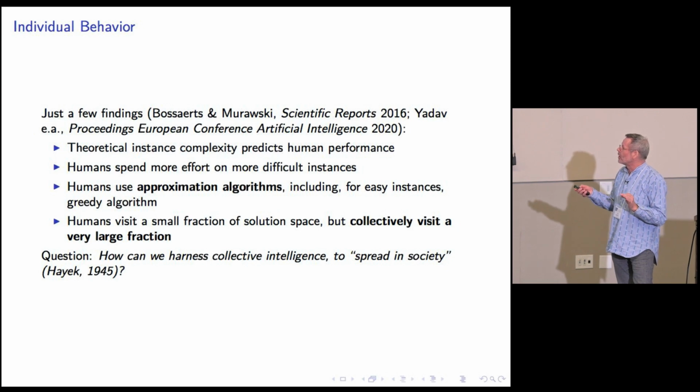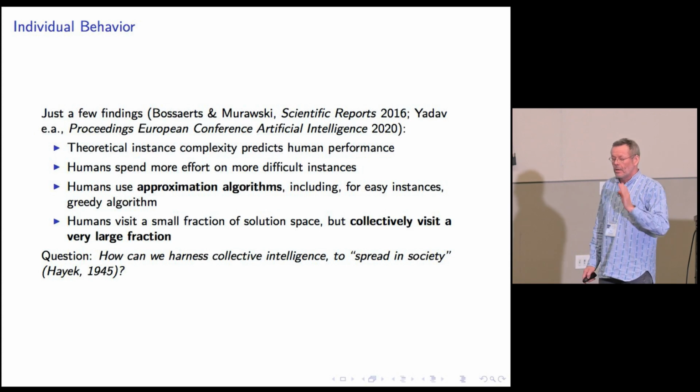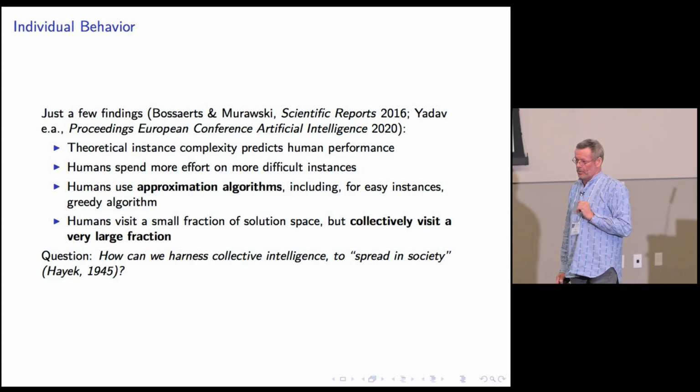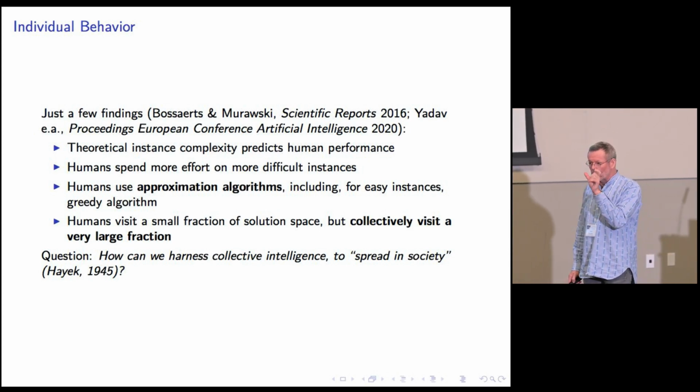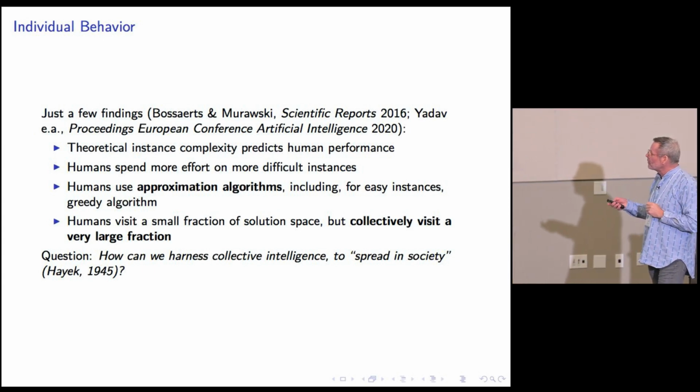Humans use approximation algorithms. They do not find a solution in general, and in fact actually don't know how far they are from the actual solution. And they cannot quantify it because there is no way to quantify it. Including, for easy instances, the greedy algorithm.